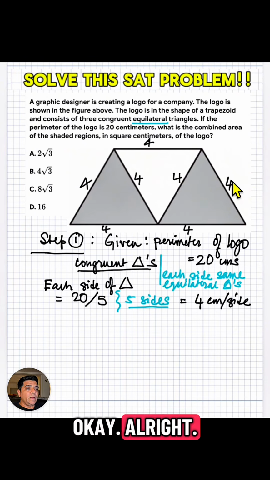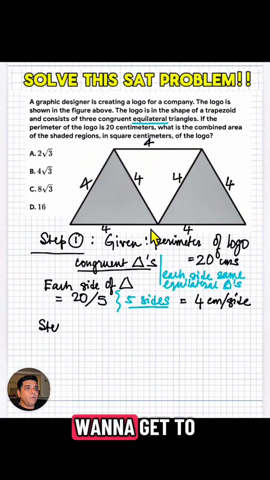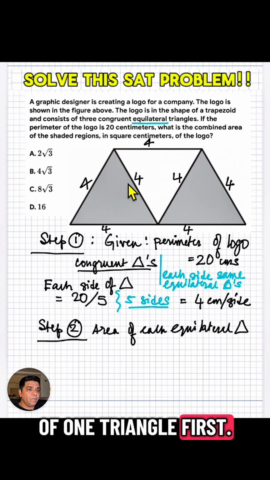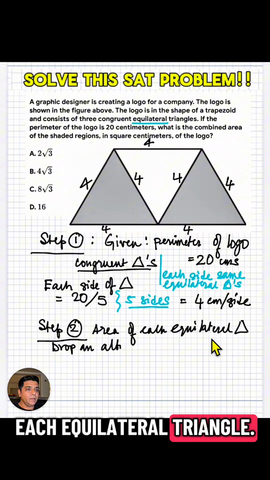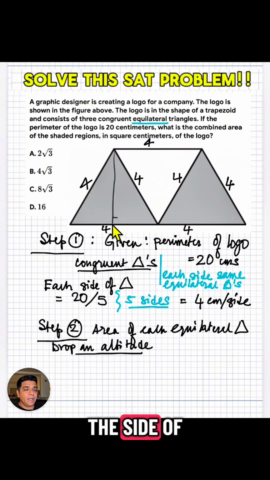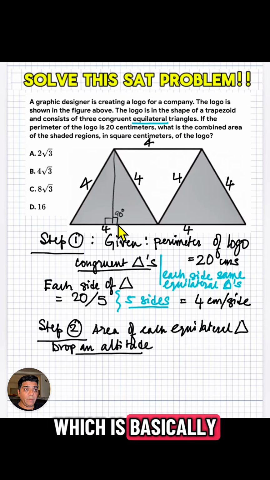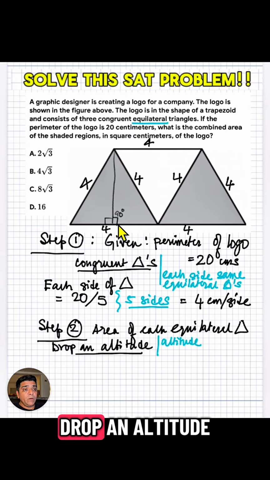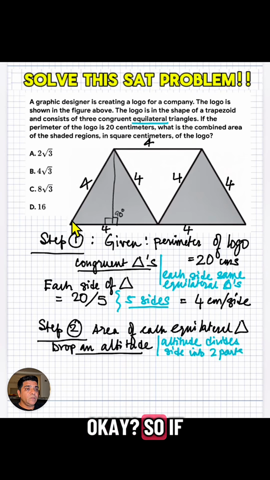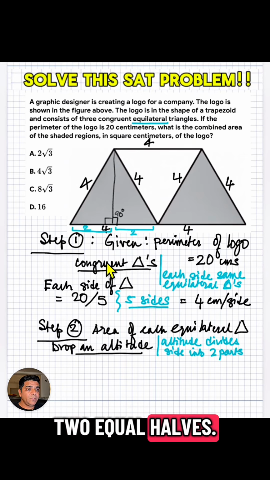Okay, all right. So we basically want to get to the area of the shaded regions, which means we need to get to the area of one triangle first. So the area of each equilateral triangle. In order to do that, we're going to drop an altitude from here and go to the side of the equilateral triangle, which is basically 90 degrees. So now we know when you drop an altitude in an equilateral triangle, it divides the side into equal halves. Okay, so if this was 4, this half is 2, and 2. So it divides it into 2 equal halves.